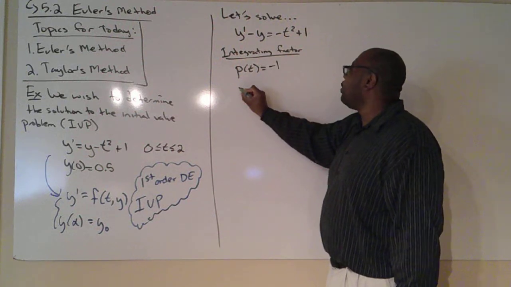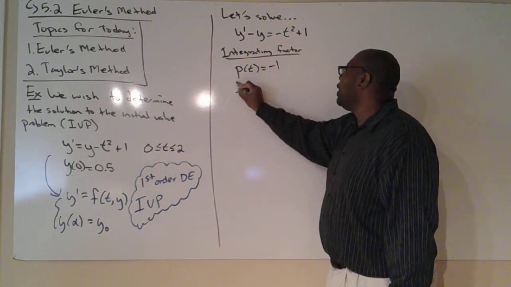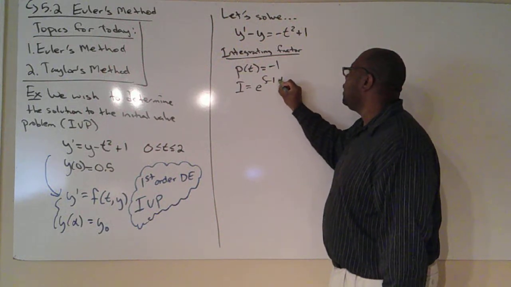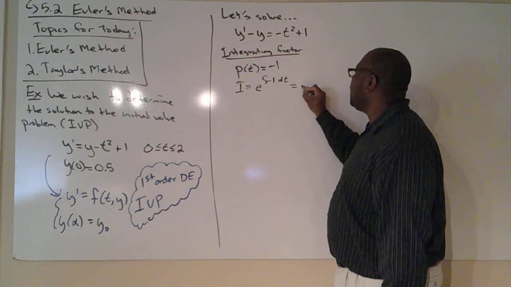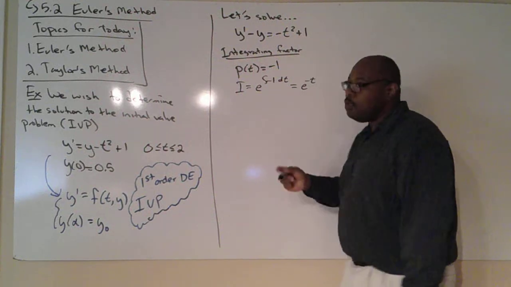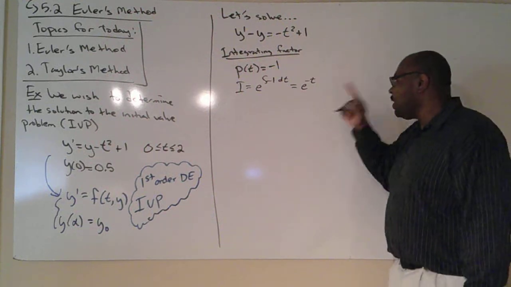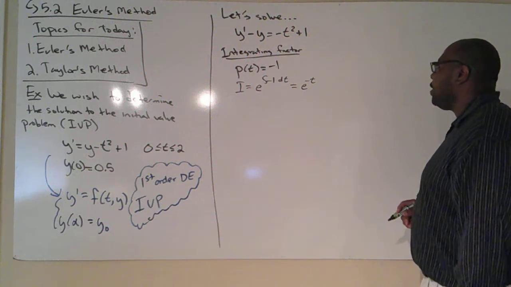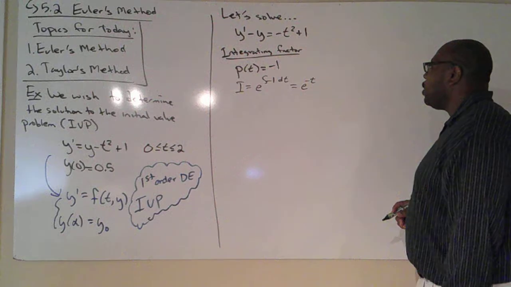And like I say, I can integrate, so my integrating factor, I call it I, is equal to e to the integral of -1 dt. Or I can write that as e to the negative t. I could do e to the negative t plus c, but I don't need that in this case. The plus c is not necessary. You get the same thing if you add the plus c or not. So here's my integrating factor.